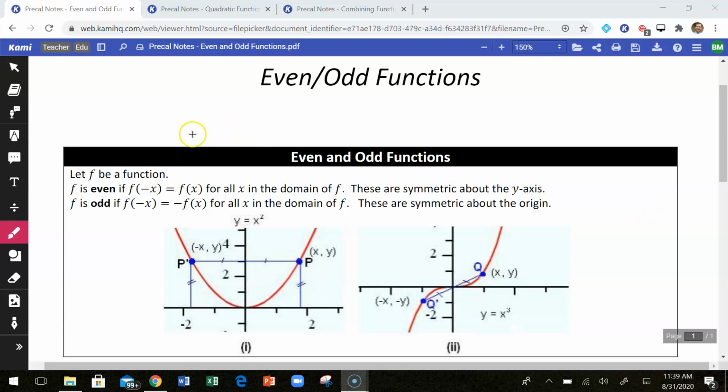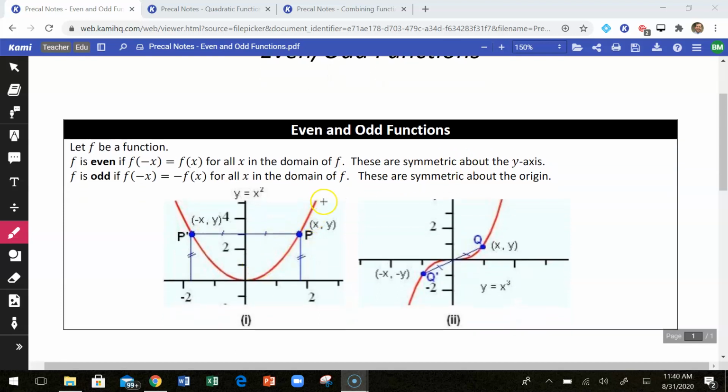All right, even and odd functions. So a function is considered even if you have a graph of a function that is symmetric about the y-axis. And the way that we're going to determine that is we are going to say if f of negative x is the same as f of x.